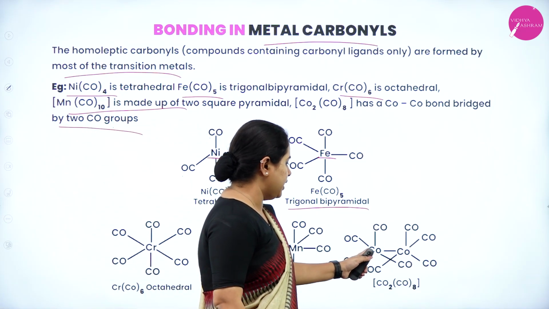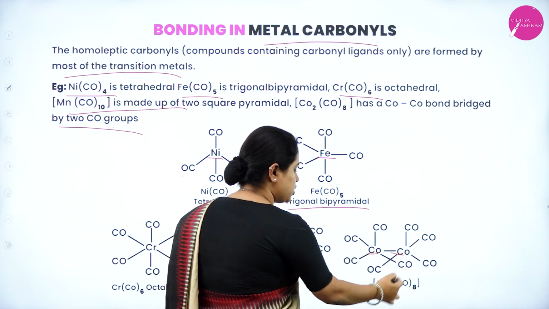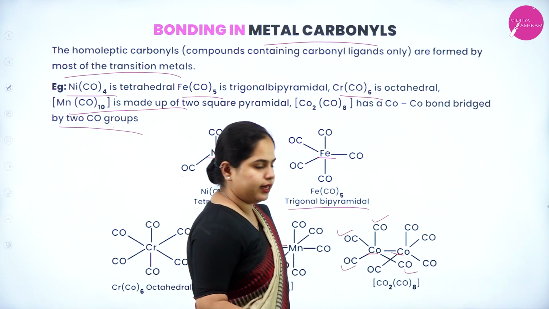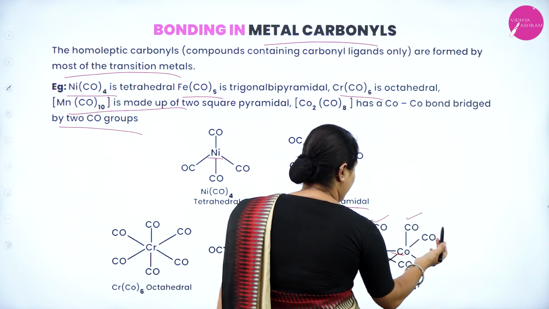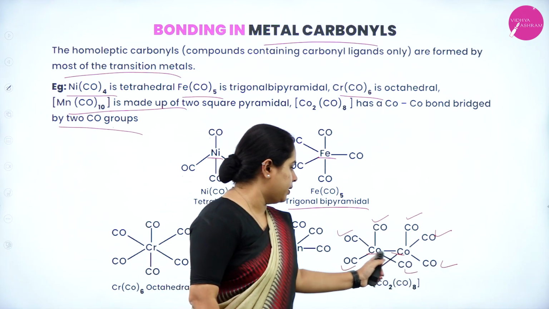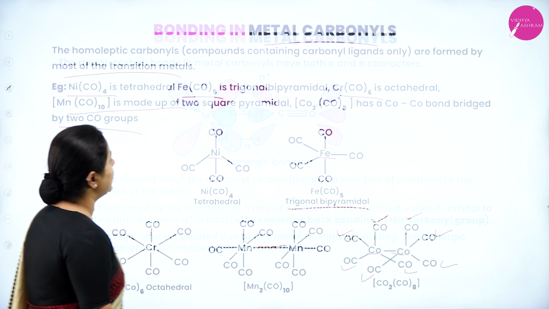You can see here this is one cobalt atom, another cobalt atom. Surrounding this cobalt atom there are 1, 2, 3 and 4 carbonyl ligands, and to this cobalt atom 1, 2, 3, 4 ligands are present. And there will be a bridge between these 2 cobalt atoms. So I hope it is clear. So these are metal carbonyls.